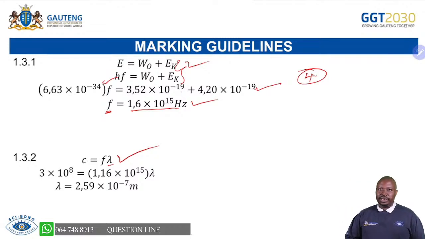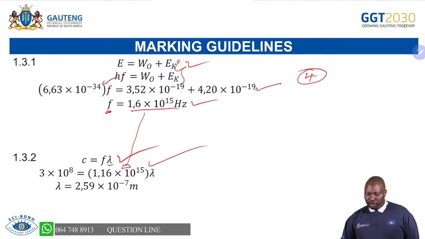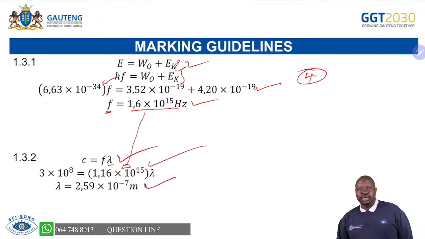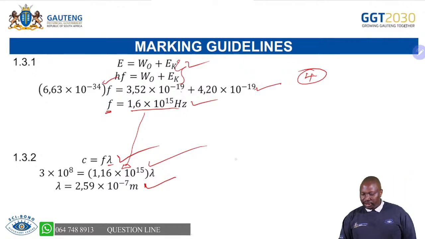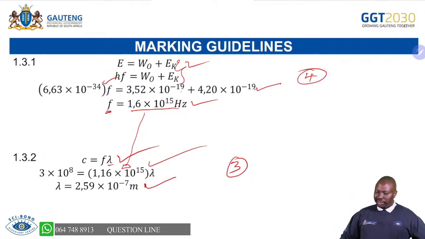Just copy it from the data sheet, you are able to write this as 3 times 10 to the power of 8. This is you carrying it from there. You get your frequency. You're able to substitute it there. Then we give you another mark for substitution. Then you calculate wavelength by dividing both sides by 1,16 times 10 to the power of 15, and you're able to get your wavelength as 2,59 times 10 to the power of minus 7. Hoping that you were able to do that calculation. Then you got all your 7 marks, and then you are celebrating.